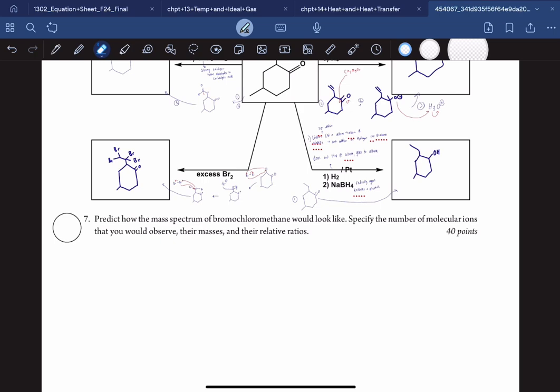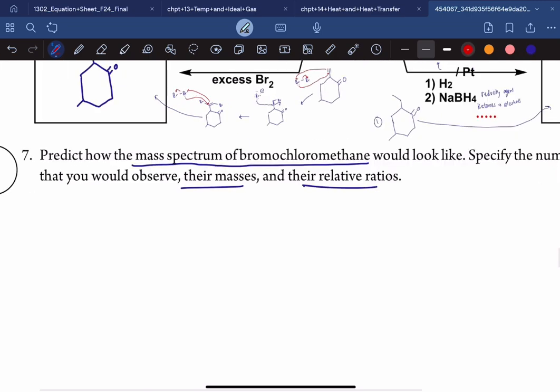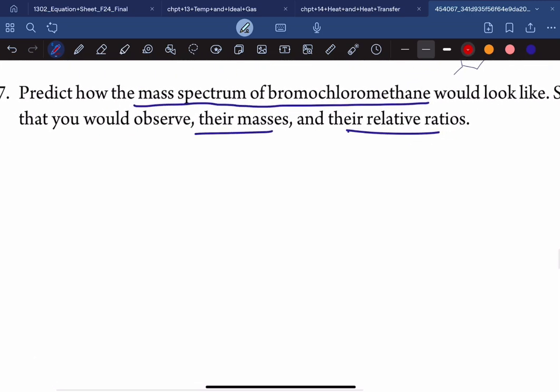Okay. So this problem says, predict the mass spectrum of bromochloromethane. Specify the number of molecular ions that you would observe, their masses, and their relative ratios. So first step is to draw out bromochloromethane. That's a methane, which is one carbon, with a bromine and a chlorine. And then you fill the other gaps with hydrogen.